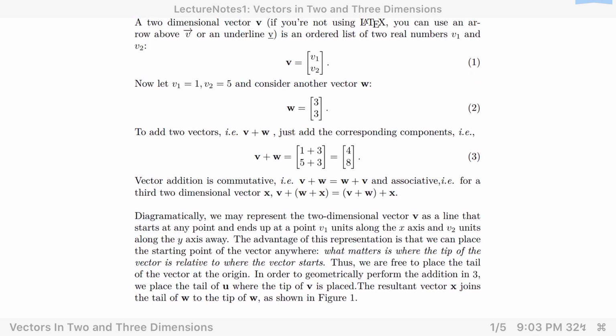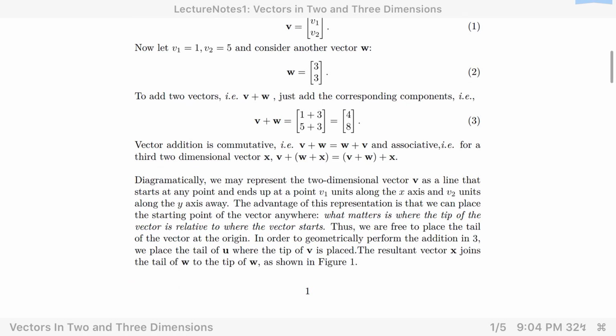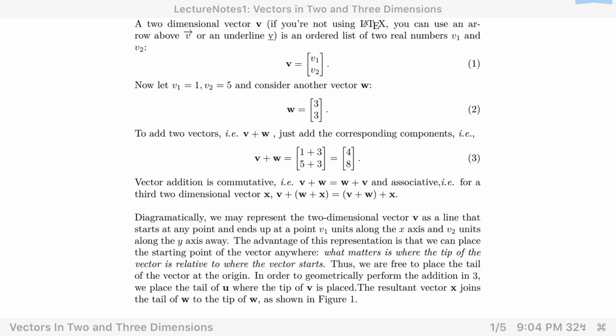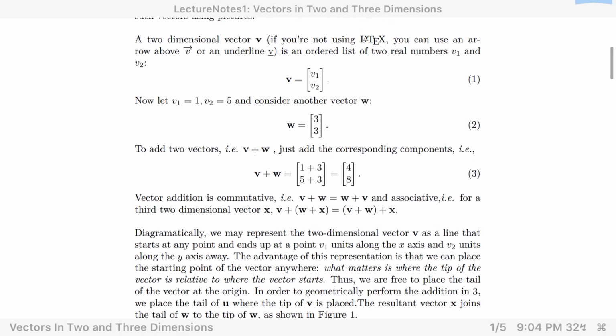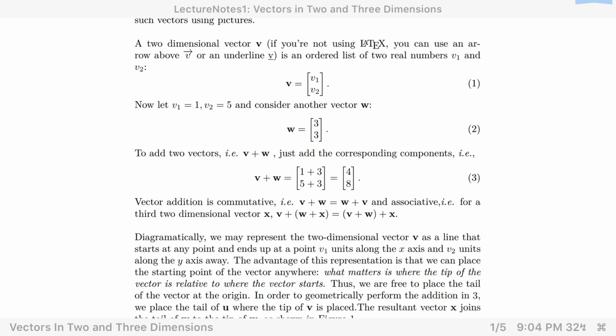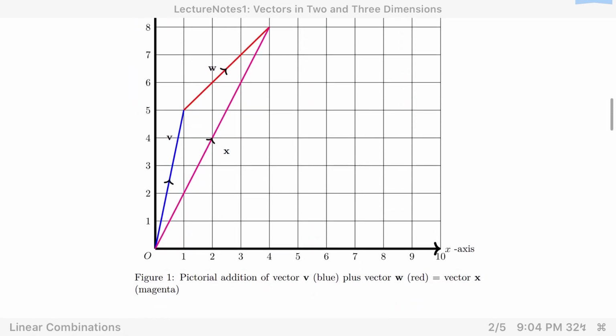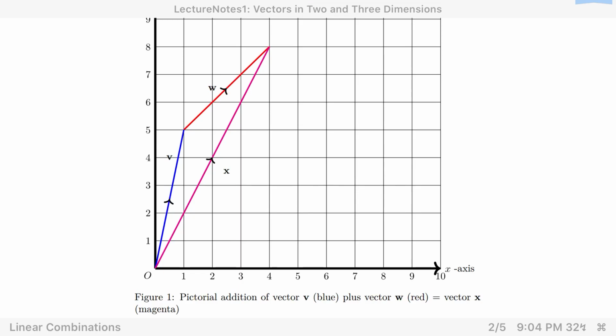The starting point of a vector is called the tail of the vector, and the end point is called the tip of the vector. Now, the important thing is that the tip of a vector, in our case v, has to be v1 units along the x direction and v2 units along the y direction relative to the tail of the vector. For example, in figure 1, we start the vector v at the origin.